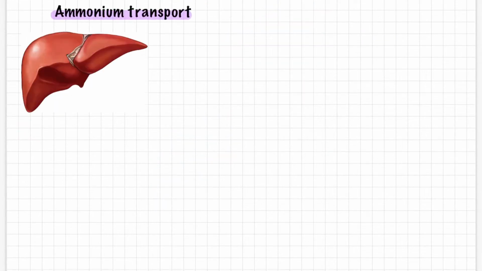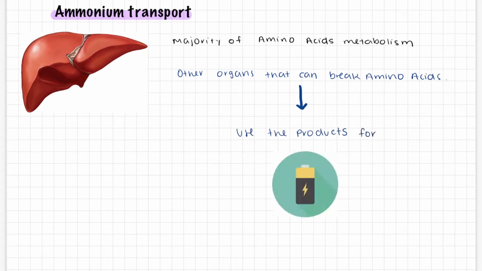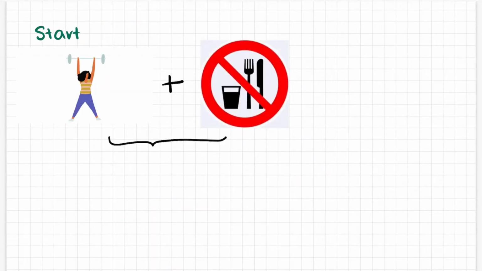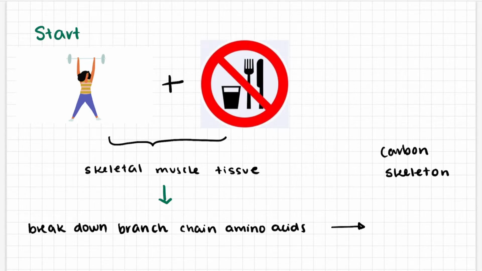As we mentioned, the liver is responsible for the majority of the metabolism of amino acids, but it is not the only one. There are some other organs and tissues that can also break down amino acids and then use the carbon skeleton byproducts for energy, and one example of such tissue is our muscle. So, if we start undergoing prolonged exercise or fasting, our skeletal muscle tissue can actually begin to break down branched-chain amino acids in order to form carbon skeleton intermediates, and those are used for energy purposes.